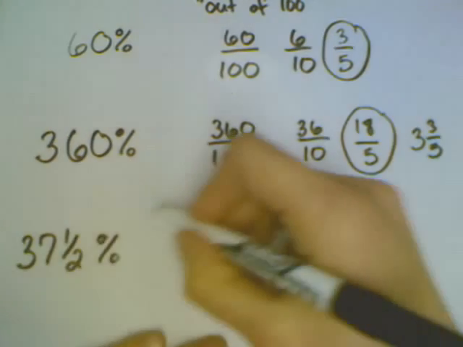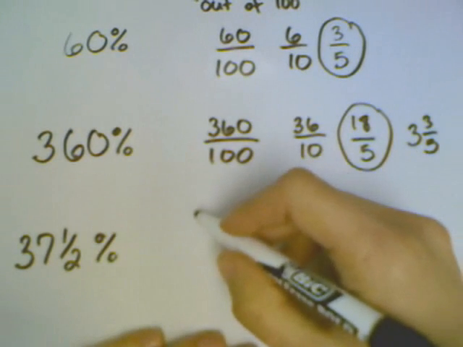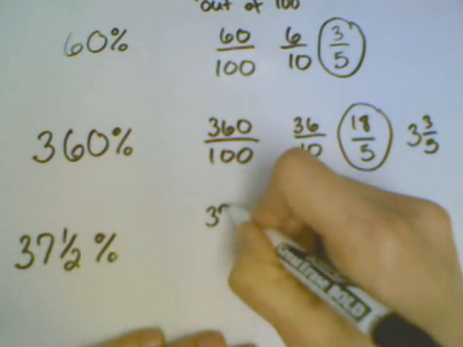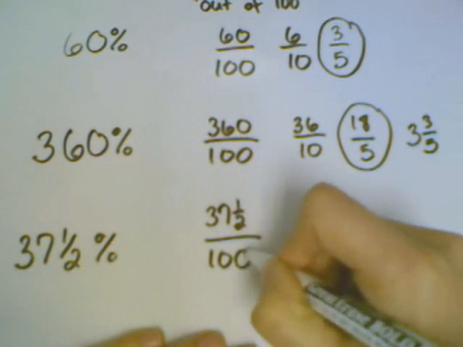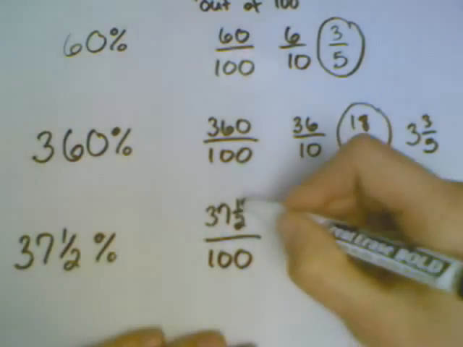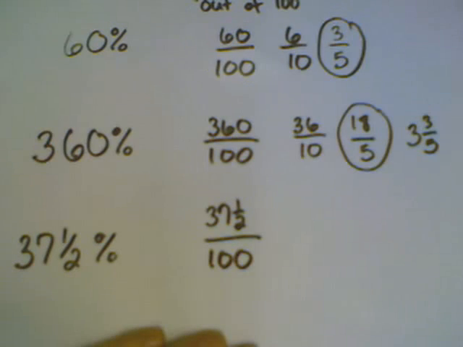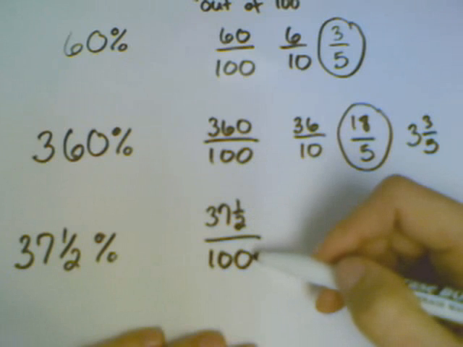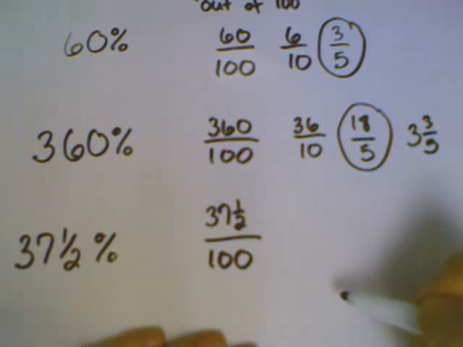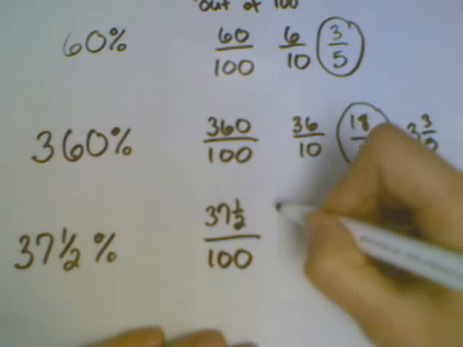The final one we have here is a little more difficult. It already has a fraction involved. That's fine. Let's still use the same method. 37.5% means 37.5 out of 100. Now I have a fraction within a fraction. What I'm going to do instead of dividing both by some number is I'm actually going to multiply by a number so I can get rid of this fraction.